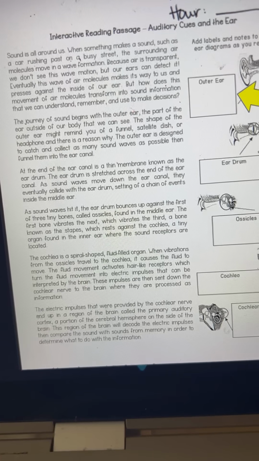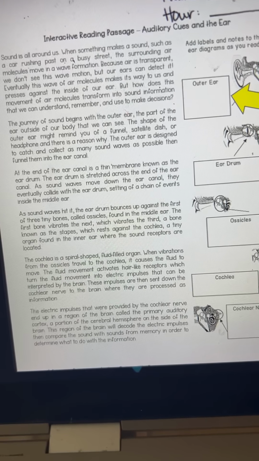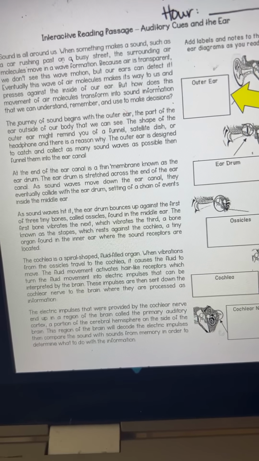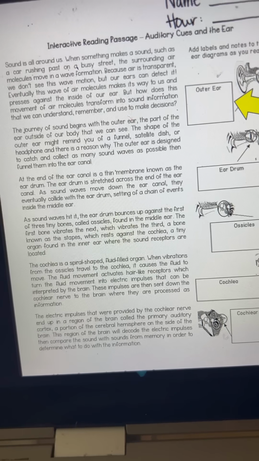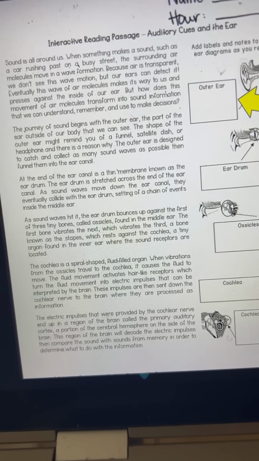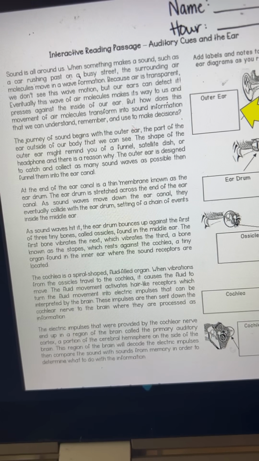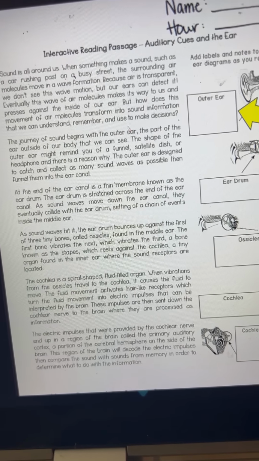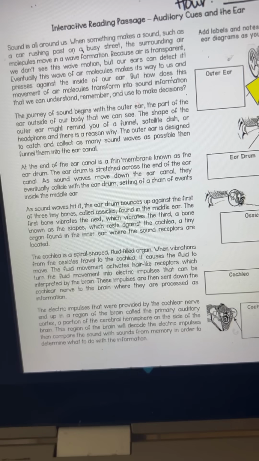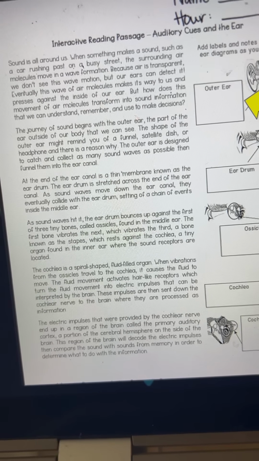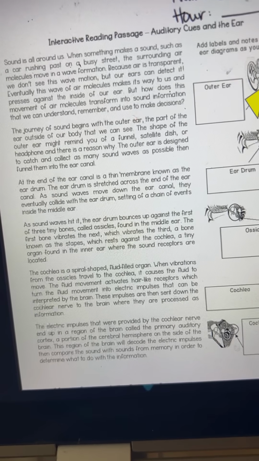But how does this movement of air molecules transform into sound information that we can understand, remember, and use to make decisions? The journey of sound begins with the outer ear, the part of the ear outside of our body that we can see. The shape of the outer ear might remind you of a funnel, satellite dish, or headphone, and there's a reason why.